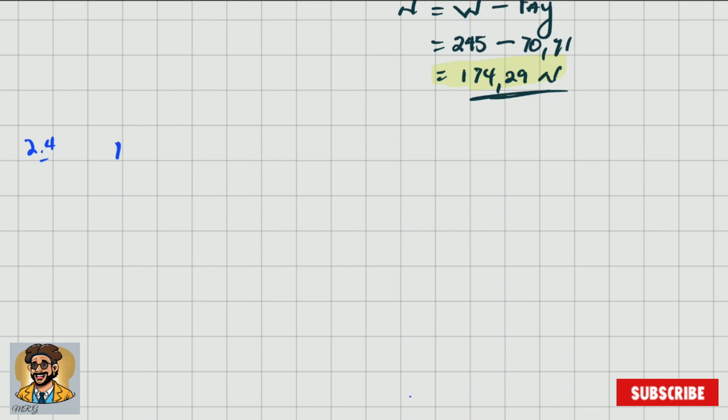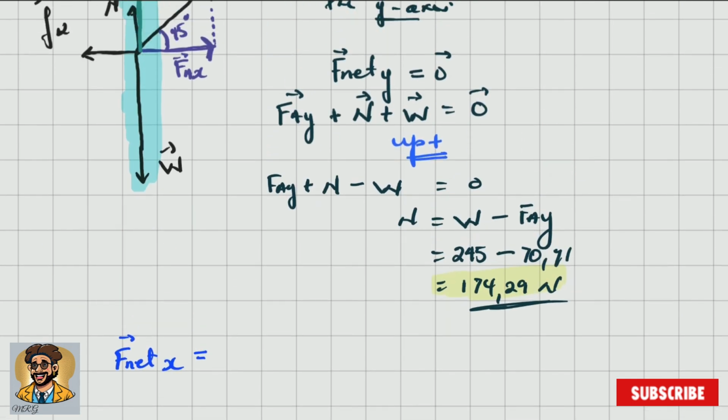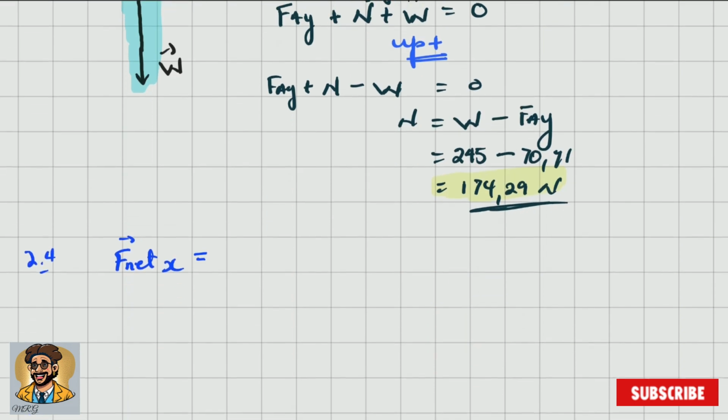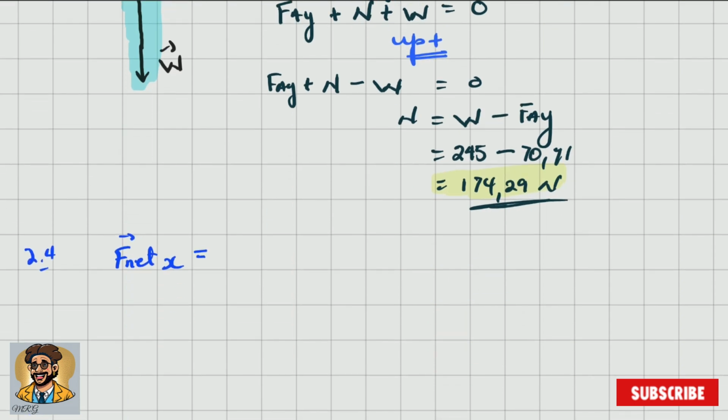So we come here and we say F net in x. What forces are acting in the x direction? Let's mark them. We have the kinetic frictional force and the applied force in the x axis. Let's take right as positive. Therefore, we have the applied force in the x axis, positive, minus the frictional force.